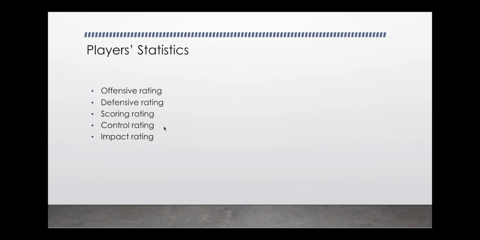The control rating is the number of assists for a player compared to the number of turnovers a player has committed, which measures the player's ability to control the ball and make accurate passing. The impact rating is the player's overall contribution in games that he has played in. It estimates how important a player is in the games he played.